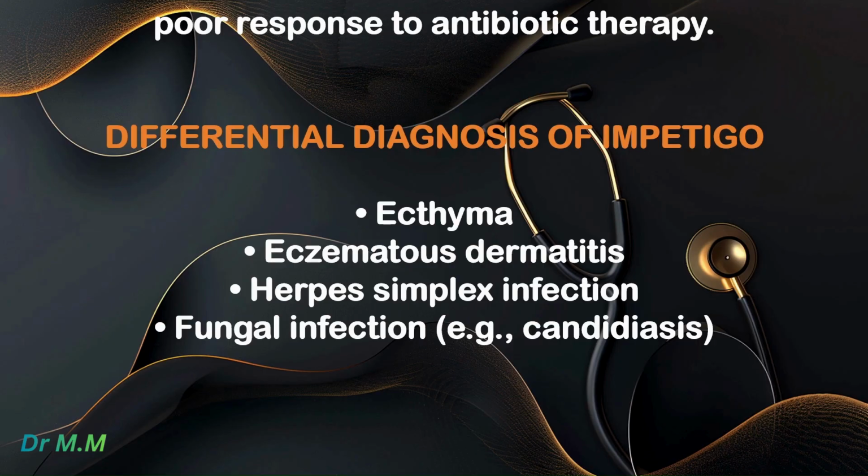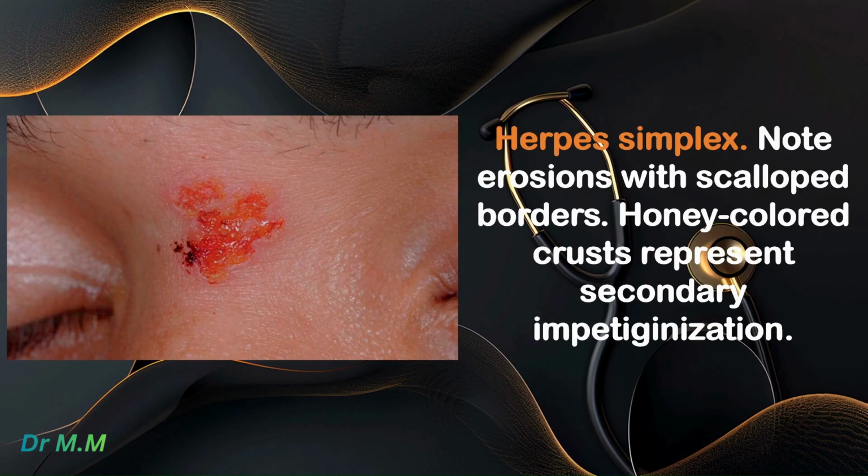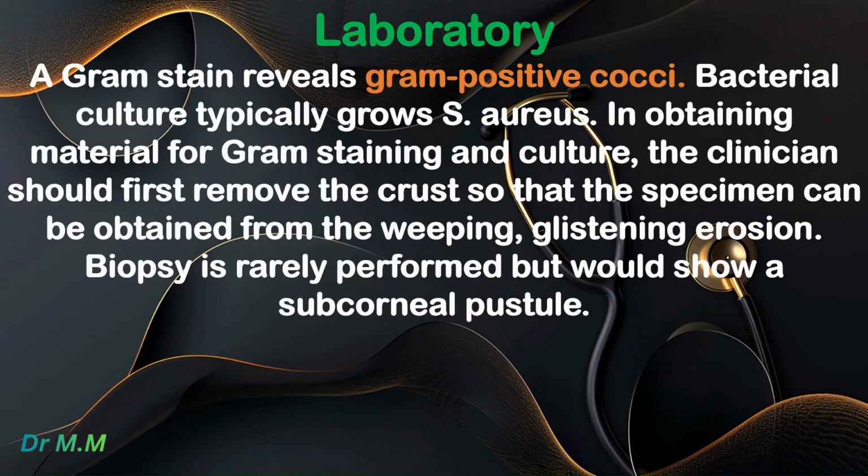Differential diagnosis of impetigo. Ecthyma. Eczematous dermatitis. Herpes simplex infection. Fungal infection, candidiasis. Herpes simplex. Note erosions with scalloped borders. Honey-colored crusts represent secondary impetigenization.